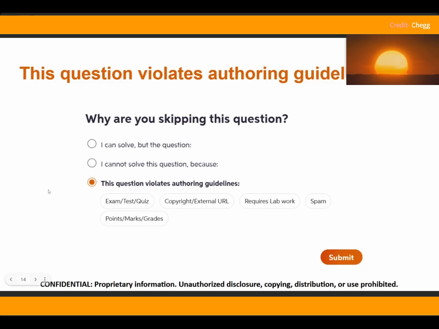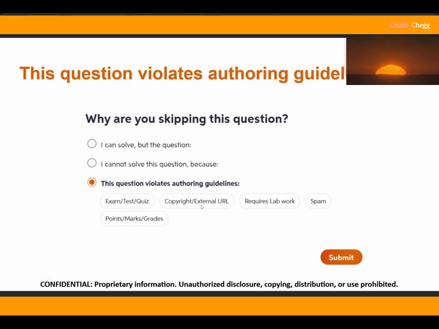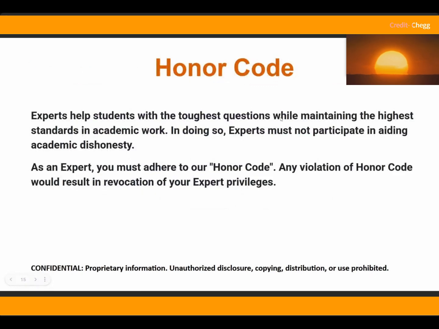So let's understand the honor code. First, we have the 5 reason codes here: points, exam text, quests, copyright required or spam. We are going to discuss all the codes in detail. As an expert, we help the students with the toughest questions, and in doing so we must not participate in aiding academic dishonesty. We must adhere to the checkboard. Any violation in the checkboard will result in the revocation of the expert privileges.